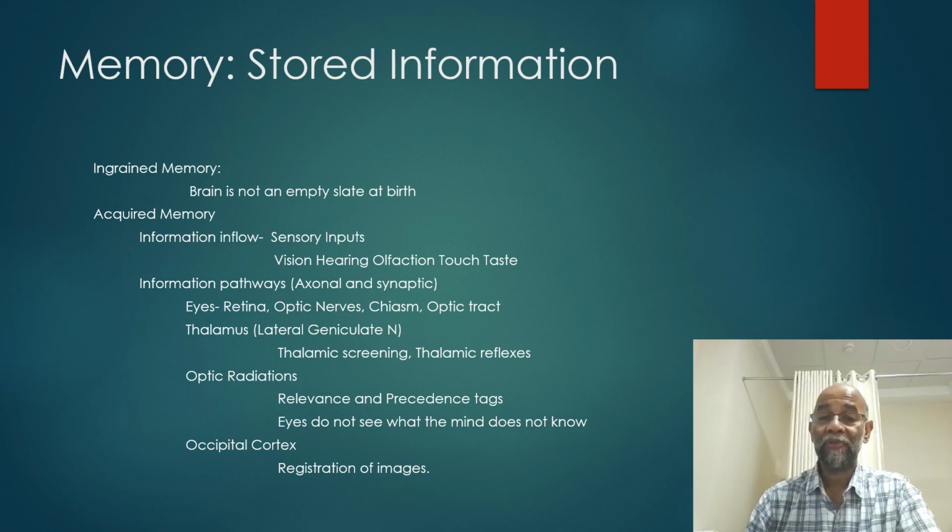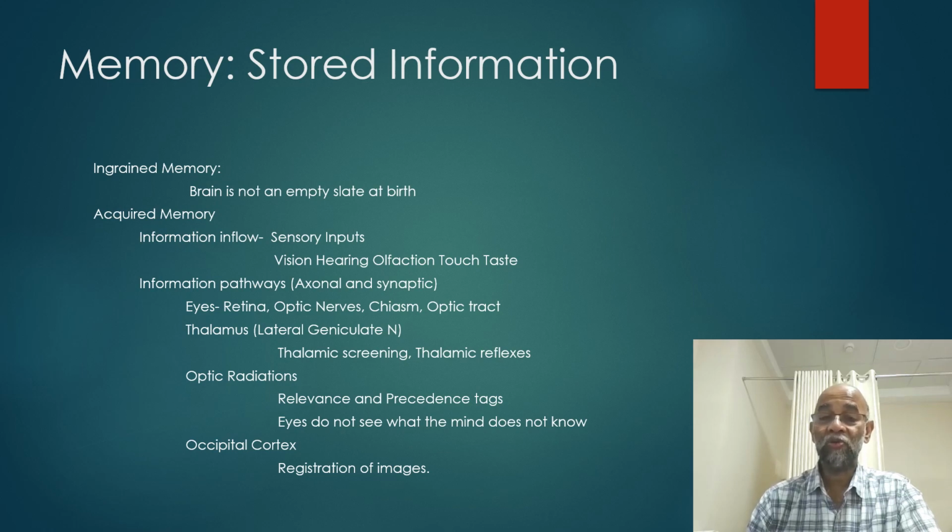A missile flying at our heads might not be perceived by the cortex before we duck and throw up our hands to protect ourselves. Optic radiations now carry impulses from the lateral geniculate nucleus to the occipital cortex. Long trajectories through the cortex allow relevance and precedence stacks to be added to the information morsels.